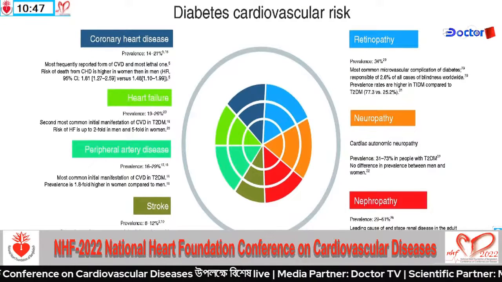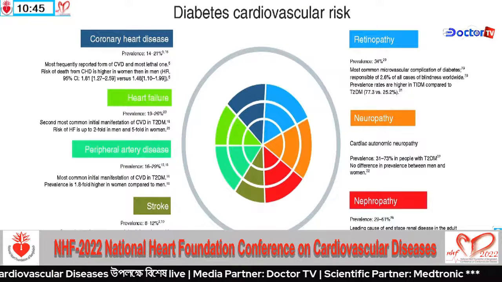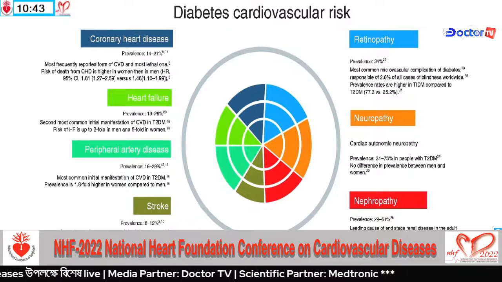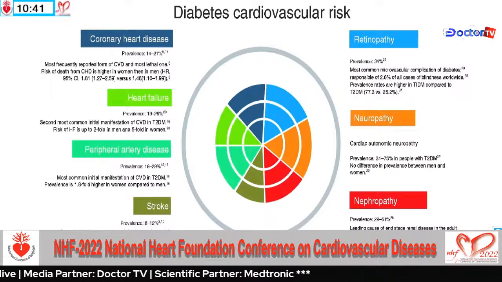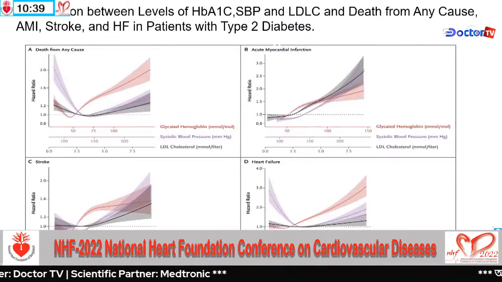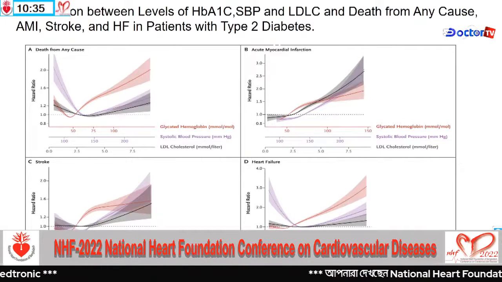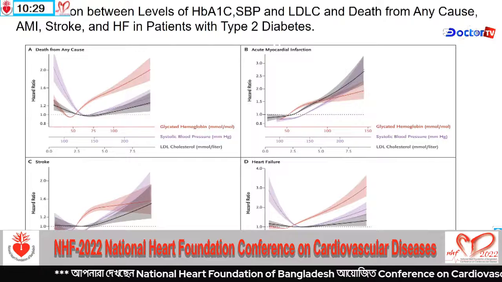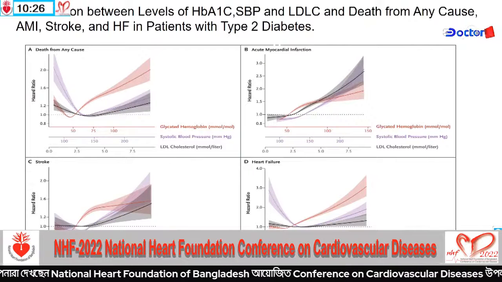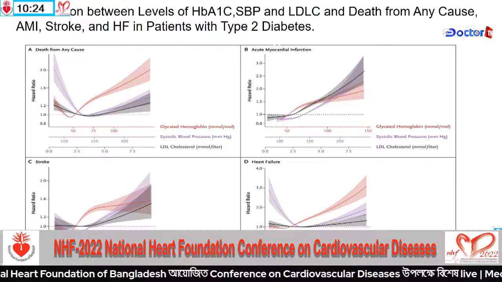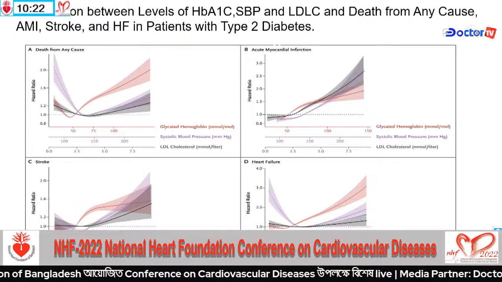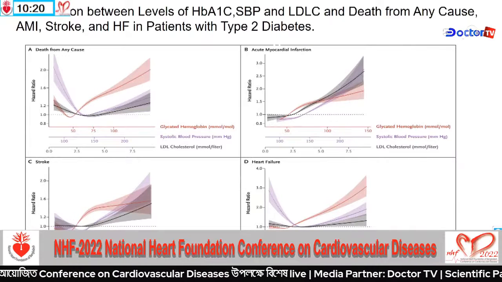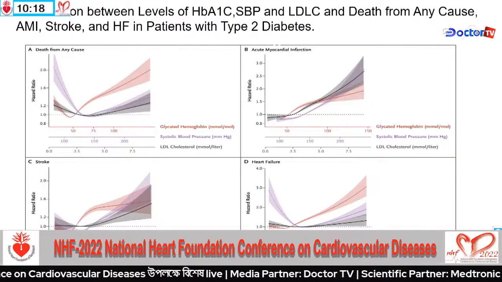Other issues are peripheral arterial disease and microvascular diseases like retinopathy, neuropathy, and nephropathy, a lot of issues. A study published in the New England Journal of Medicine showed how the diabetic population carries risk in comparison with the controlled population. If someone has a high hemoglobin A1C, the odds of death are very high.